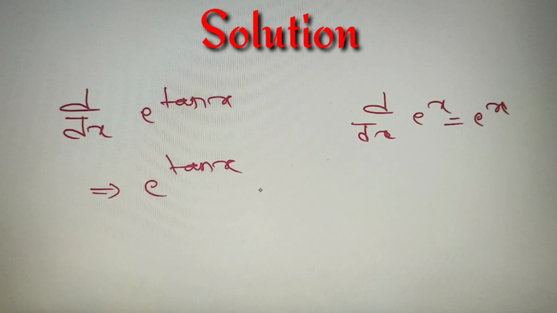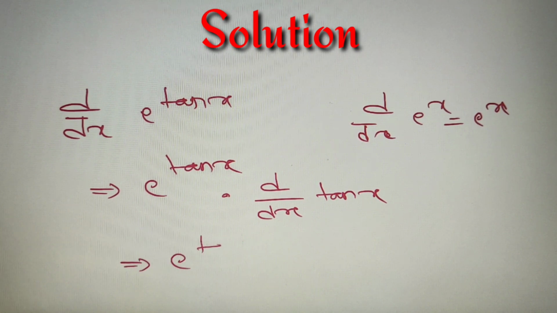But that is certainly not the case because e to the power x is a standard function and e to the power tan x is not. So we have to again differentiate tan x with respect to x. So we have to multiply with d/dx of tan x. If we don't know, d/dx of tan x is simply equal to sec square x. So the final answer is equal to e to the power tan x into sec square x.